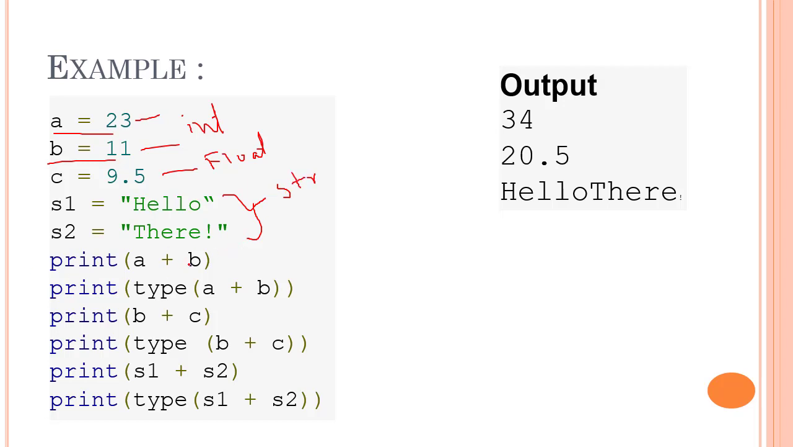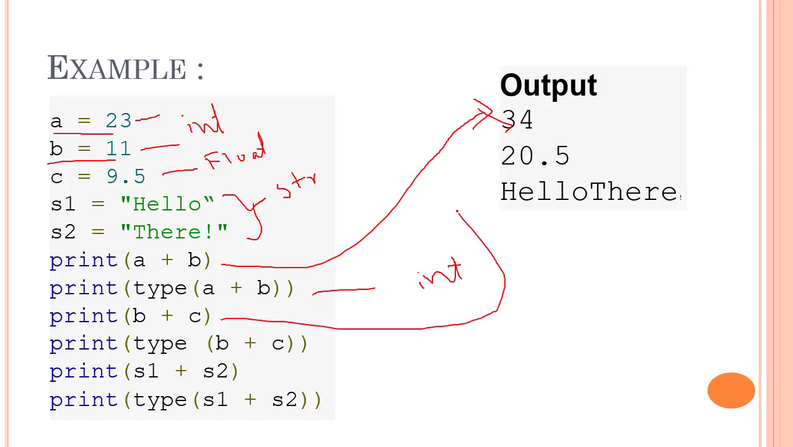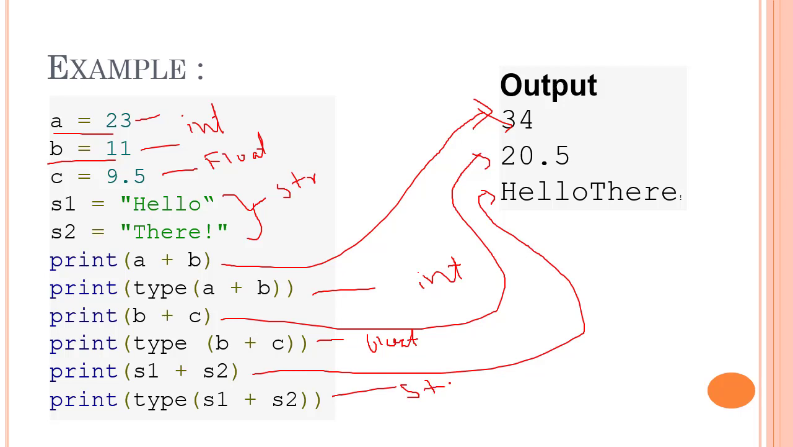Now if I do print a plus b, it will give me the sum of a and b, that is 34. If I print out the type of a plus b, it will give me class int. Same thing if I do b plus c, 11 plus 9.5, it will give me 20.5, and it will be of class float. If I do s1 plus s2, that is string concatenation, it will give me hello there, and it will give me the type as class str.